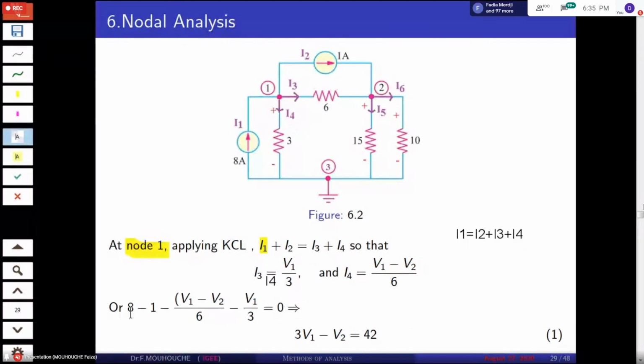So here we have 8, the constant, minus 1, minus V1 minus V2 over 6, minus V1 over 3. Then we simplify the equation to equation number 1. Sorry, there is an error here, in this one, and the others are correct.